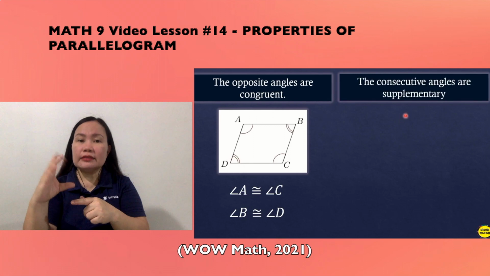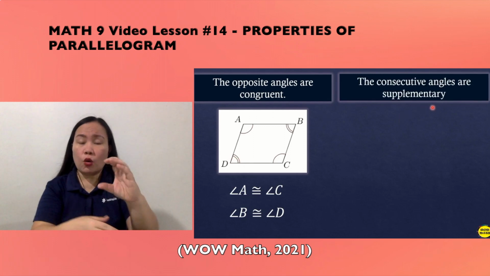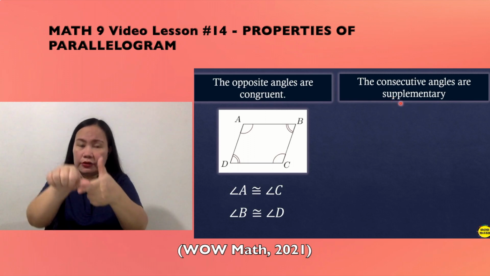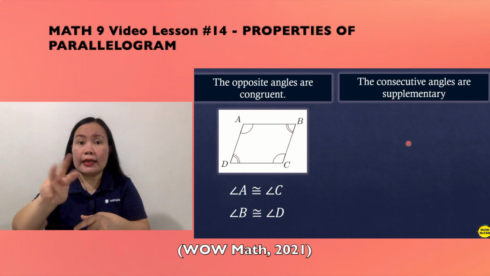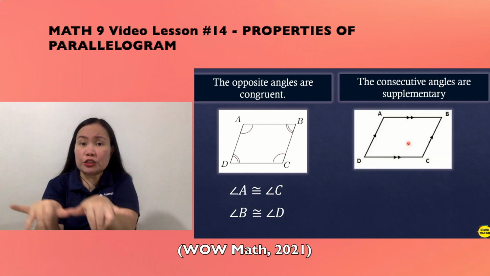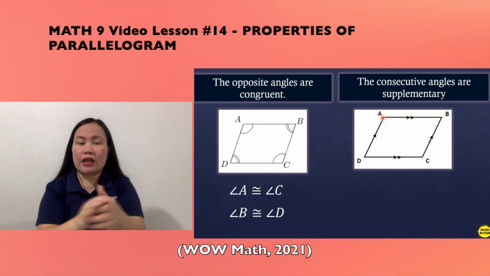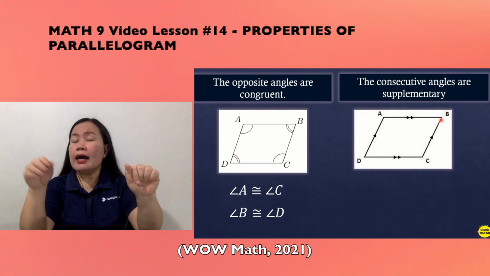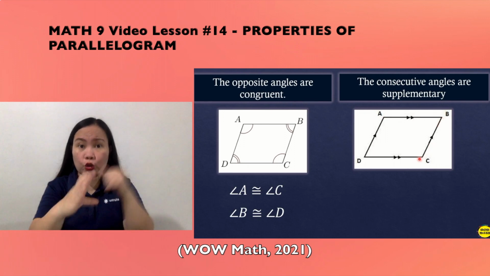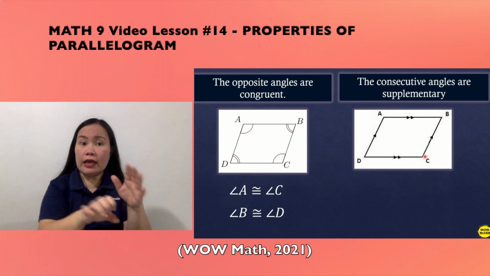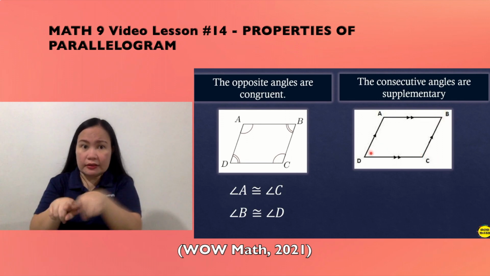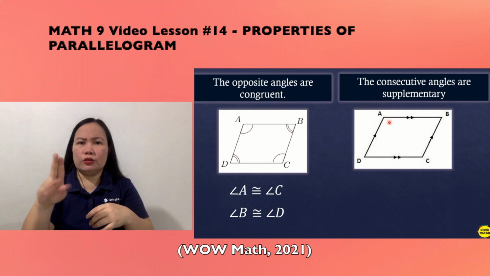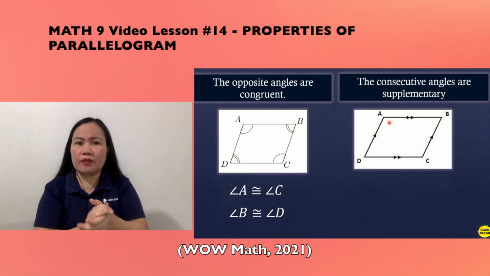Next, the consecutive angles are supplementary. So, pag sinabi natin consecutive angles, magkatabing angle. And then, pag sinabi natin supplementary, the measure is 180. So, halimbawa, meron tayong angle A and angle B. So, yan ay consecutive angles. Si angle B saka si angle C, consecutive angles din yan. Si angle C saka si angle D, consecutive angles din. Si angle D saka si angle A, consecutive angles din. So, sabi daw, ang consecutive angles are supplementary.